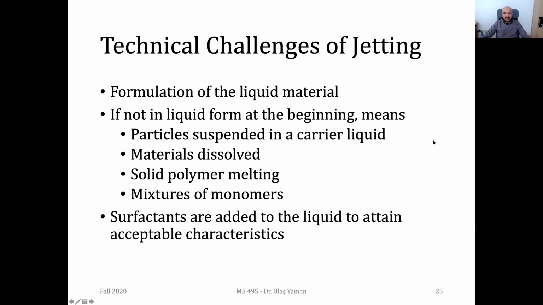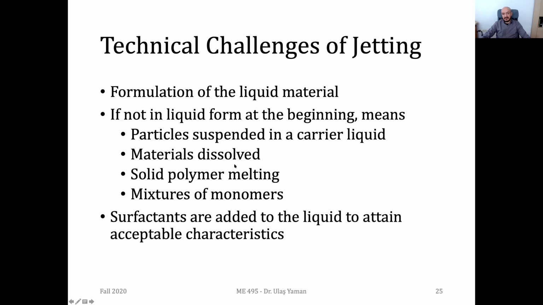So what are the main challenges in these jetting processes? First of all, we need to have a liquid material. If you cannot obtain it, then you cannot have successful results, nice prints in these jetting processes. If you do not have the liquid form properly, then you need to follow different approaches. For instance, as in the case of alumina and wax material, you may have your original material suspended in a carrier liquid.